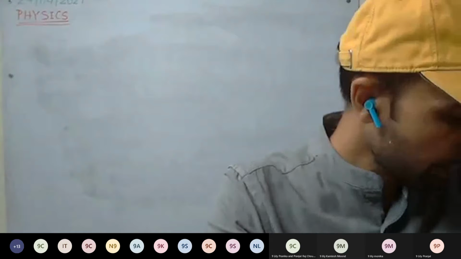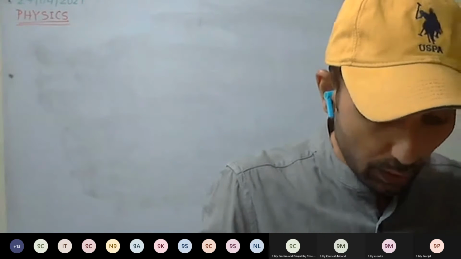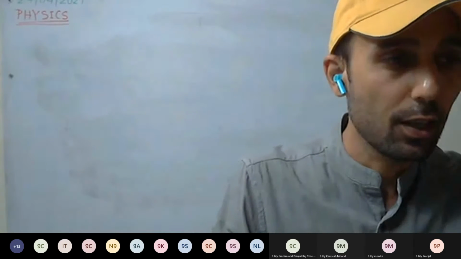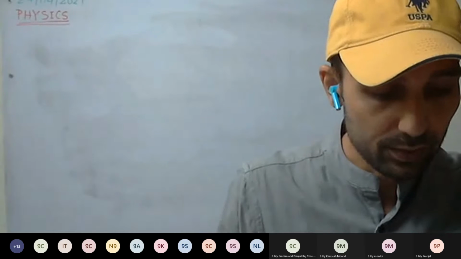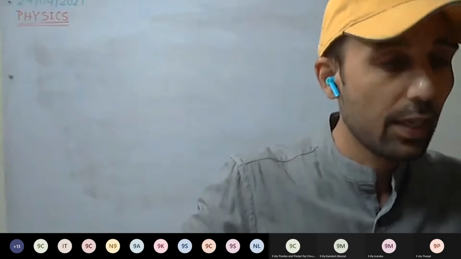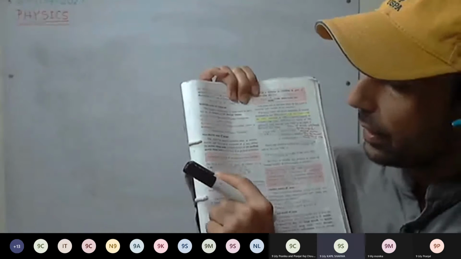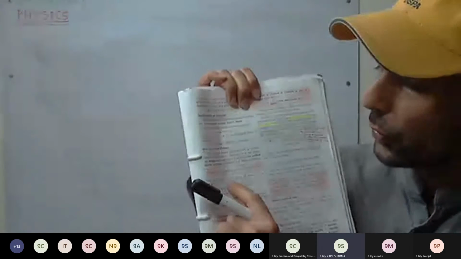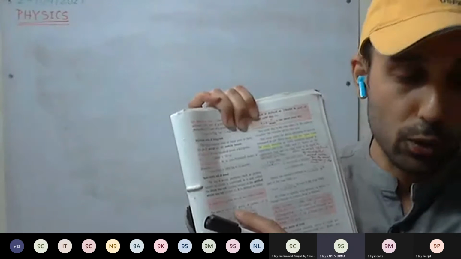The wavelength, page number 10. Okay. Before that, I have to tell you something. Up in your page number 5. Your book's page number 5. See here, if you are using an old book, then here the mass of 6.02 into 10 raised to power 23 atoms is written.